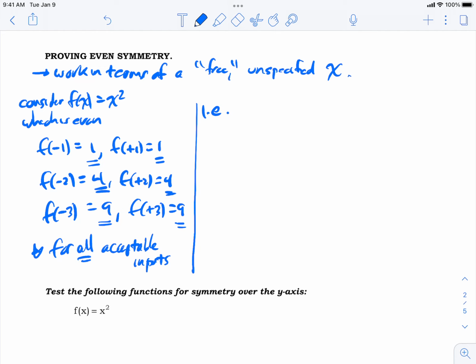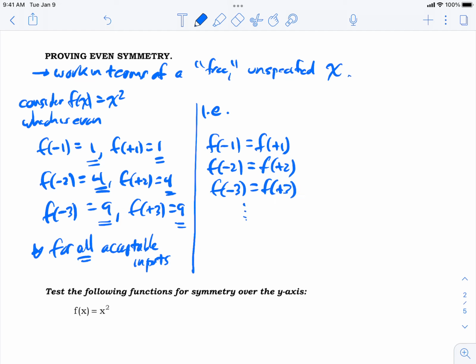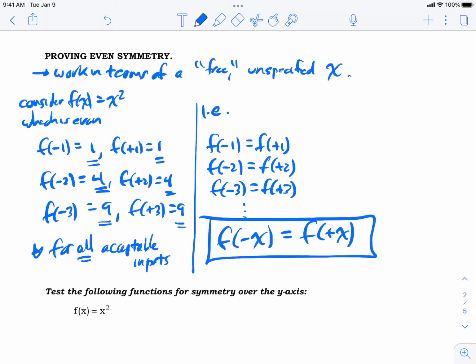So let's try to condense what I just said over here. In other words, f of negative 1 is the same as f of positive 1. F of negative 2 is the same as f of positive 2. F of negative 3 is the same as f of positive 3. And so on. In other words, whether you use a plus x or a minus x, they're going to be the same for all values of x in the domain. This becomes our test for symmetry.